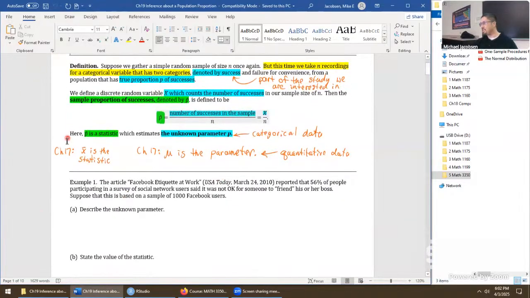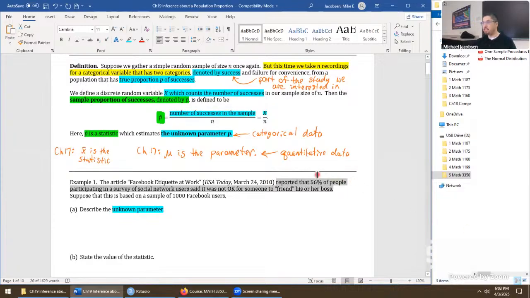So to test our knowledge on this kind of definition, really the best way to absorb this is to run it through an example. And that's what example 1's role is. Really short problem, not a lot of context, pretty silly as well. And first thing we want to discuss is, what is the unknown parameter here? Unknown parameter is referring to P once again, which makes this problem really confusing when you look at it. It says, the article, Facebook Etiquette at Work, published in 2010 in USA Today, reports 56% of people participating in a survey of social network users said it was not okay for someone to friend his or her boss.